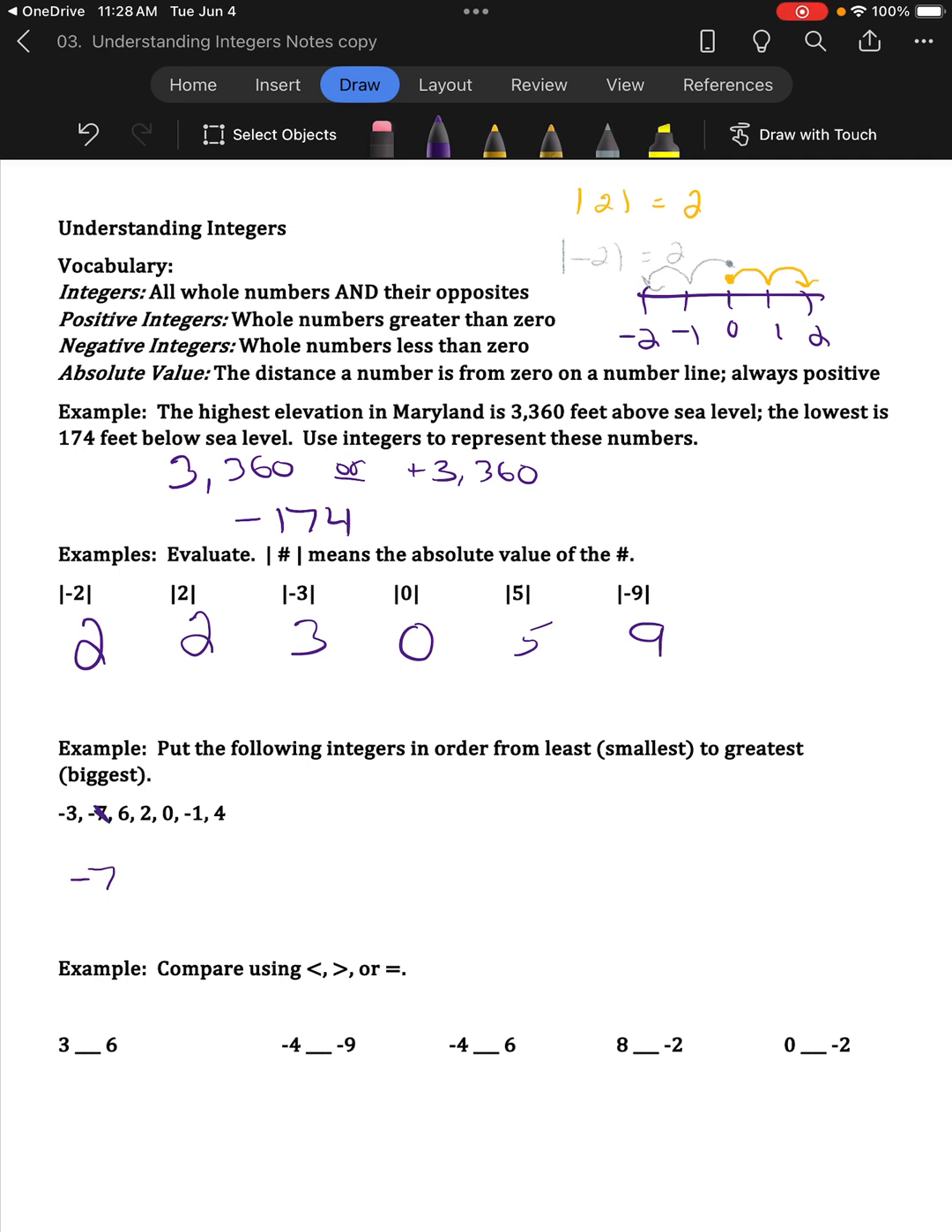When I look at all my other numbers, negative numbers are all smaller than 0, so I have to get my negative numbers in first. So my choices are -3 and -1. Which one is smaller? Again, look at our number line. -3 would be to the left of -1. The only negative number left is -1. 0 is always the dividing point between positive and negative numbers. And the last numbers we have to place are 6, 2, and 4. I do expect you to be able to place those without comment.